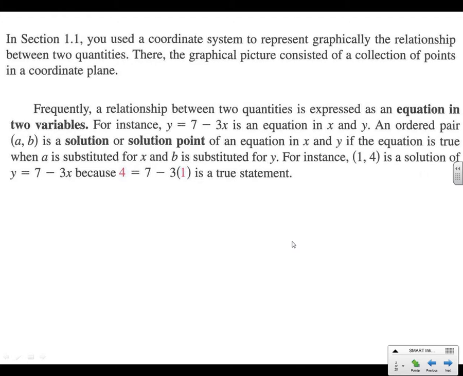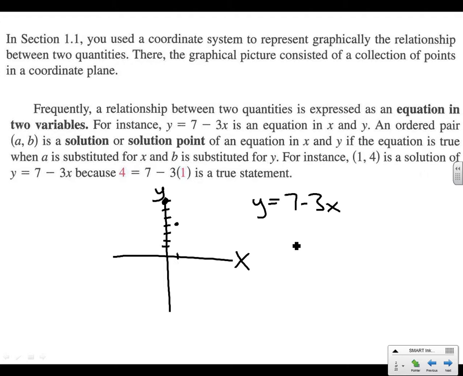So on our coordinate plane, we've got our x's and y's, and we can have a relationship between them. So if we have something like y equals 7 minus 3x, we can say a point is on that line. All right, so it's a solution if it's on the line. So in this case, we'll use a little bit of algebra 1 here. Our y-intercept is 7. We're going to go down 3 and over 1.